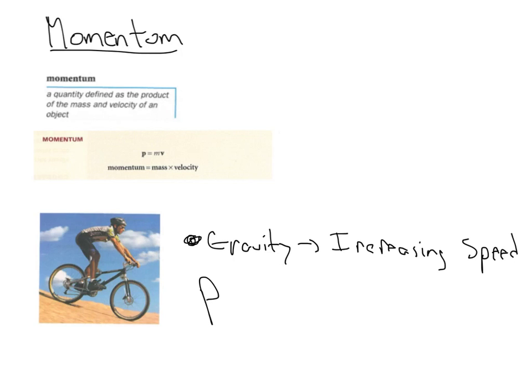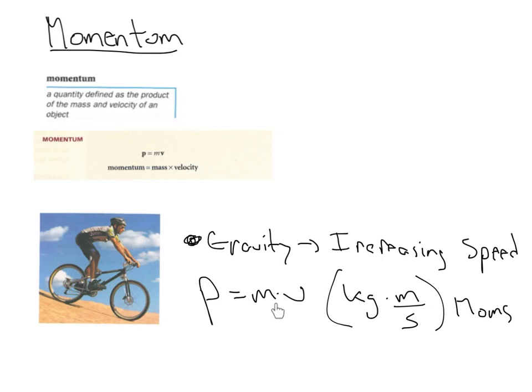So the units of momentum are kilograms times meters over second. Okay, and this unit does not have a name. I will sometimes call them moms, but they really don't have a name. So it's kilogram meter per second that is the unit of momentum. And we see as he goes down the hill, his momentum increases.